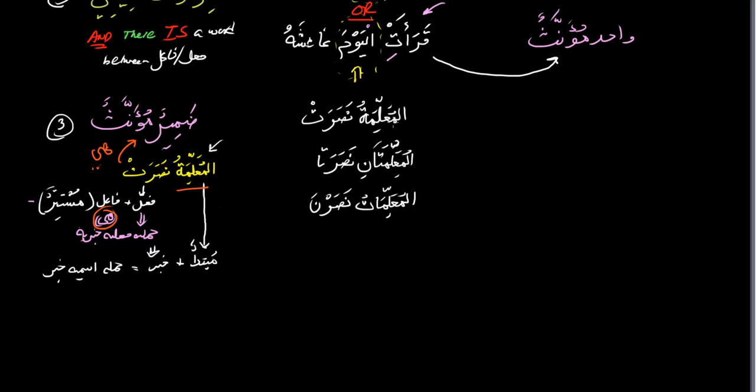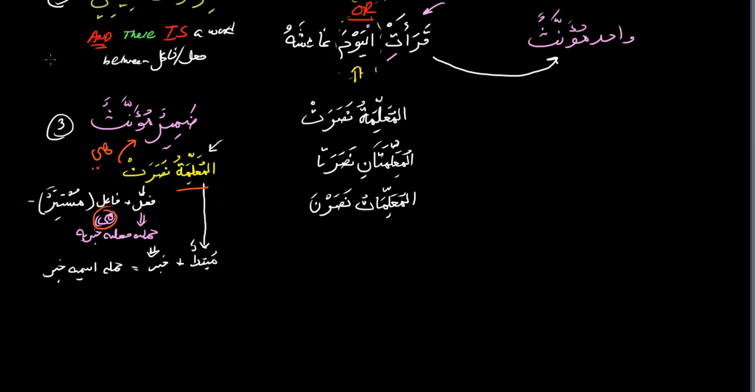So in this example, al-muallimatu nasarat, this is mubtada, and this is fi'l and fa'il, which is mustatir, hidden fa'il here. Okay, and muallimatani nasarata, the fa'il here is huma, the two of them that helped. And then hunna nasarna, there's three of them, multiple of them helped, right? So that's the fa'il that we're talking about. In all these cases the fa'ils are damir.